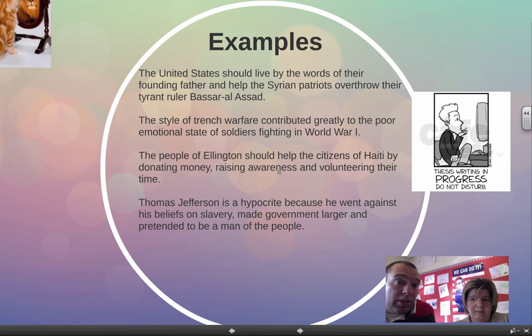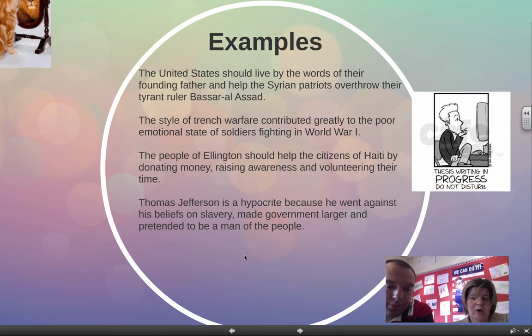Some of them are more argument style, like this one here is an argument. This one is more of an informational. It's just telling me about World War I and trench warfare. This one is an argument. This one is an argument too. So you can see that there's different ways to write a thesis for argument or for informational.